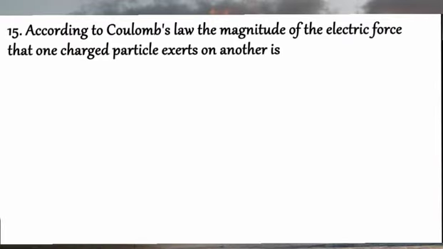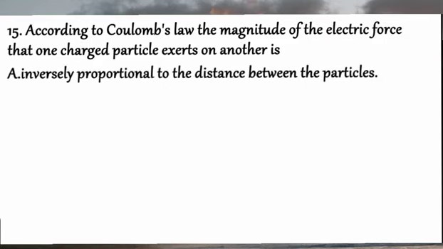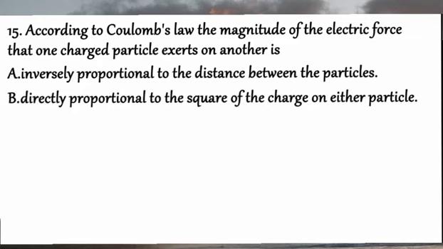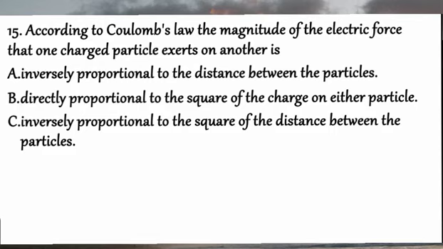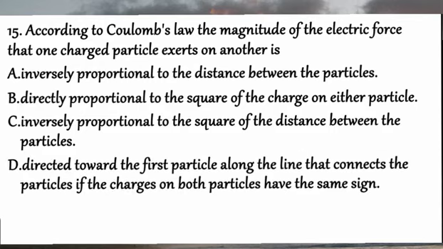Question number 15. According to Coulomb's law, the magnitude of the electric force that one charged particle exerts on another is: A. Inversely proportional to the distance between the particles. B. Directly proportional to the square of the charge on each particle. C. Inversely proportional to the square of the distance between the particles. D. Directed towards the first particle along the line that connects the particles if the charges on both particles have the same sign.